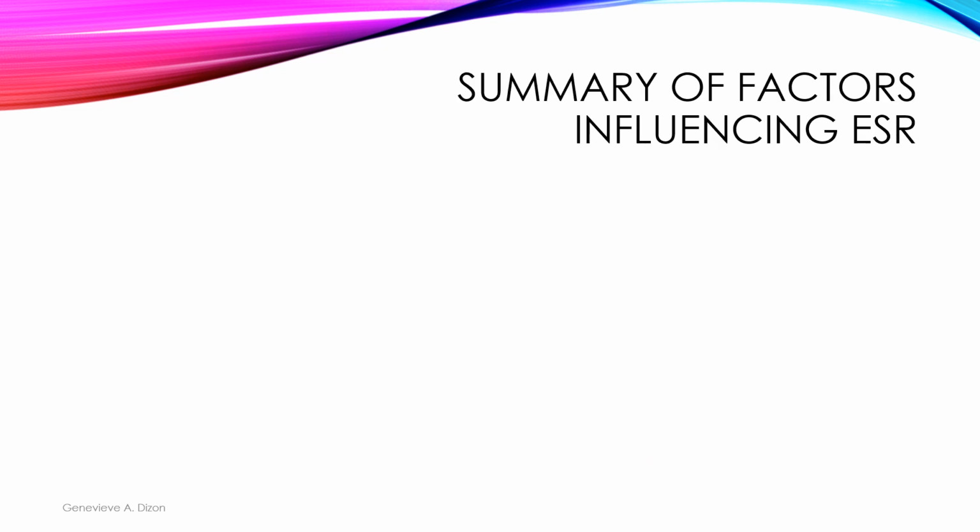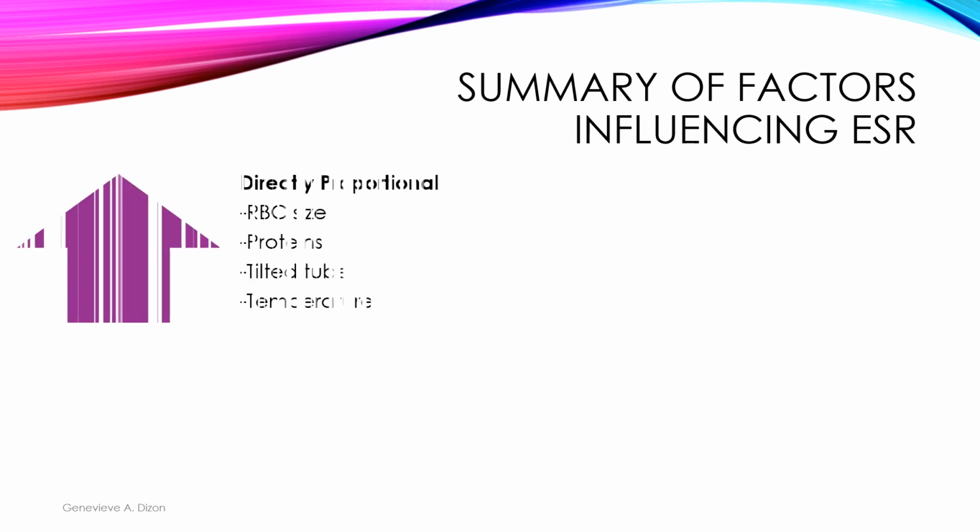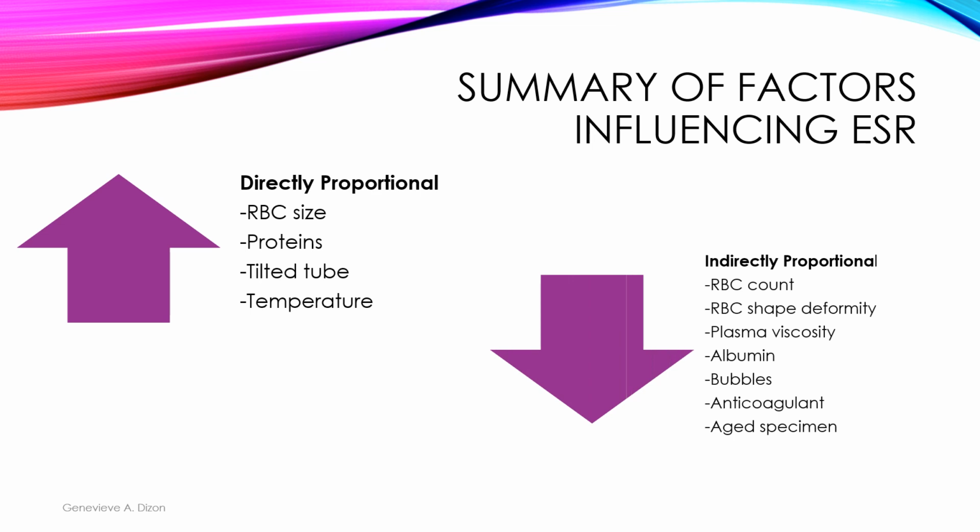Here is the summary of all the factors that can influence ESR. For those that are directly proportional, an increase in the size, the presence of the proteins, tilting of the tube, or an increase in temperature would all increase the values of ESR. And those that are indirectly proportional, the increase in red blood cell count, the presence of a red blood cell shape deformity, the increase in plasma viscosity, the presence of albumins, the presence of bubbles, the excess anticoagulant, and the older the specimen is, the lower the ESR would be.